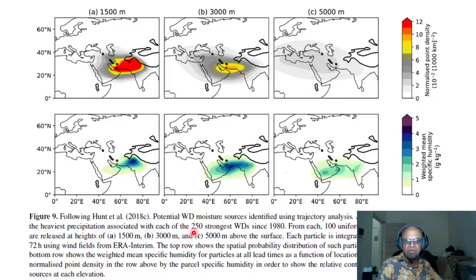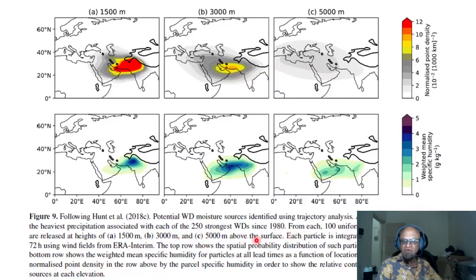Potential WD moisture sources. So that's still a debate, as we saw before. It's not coming from Atlantic and Mediterranean. It's mostly local from the Arabian Sea and local sources. Potential WD moisture sources identified using trajectory analysis. A 3 degree by 3 degree box is shown. Where is it? We missed. A 3 degree by 3 degree box is drawn around the heaviest precipitation associated with each of the 250 strongest WDs since 1980.